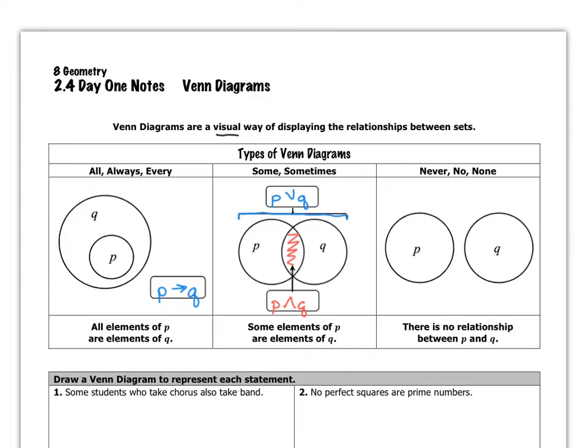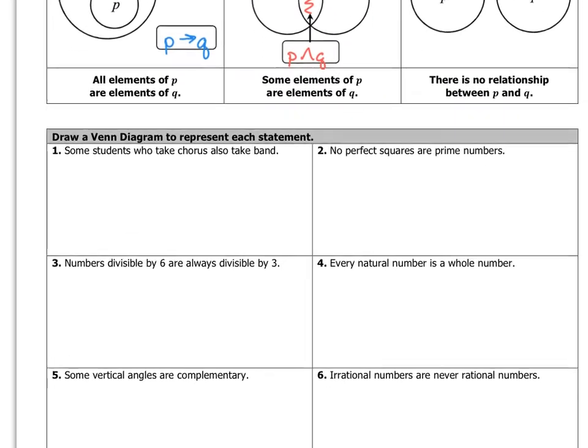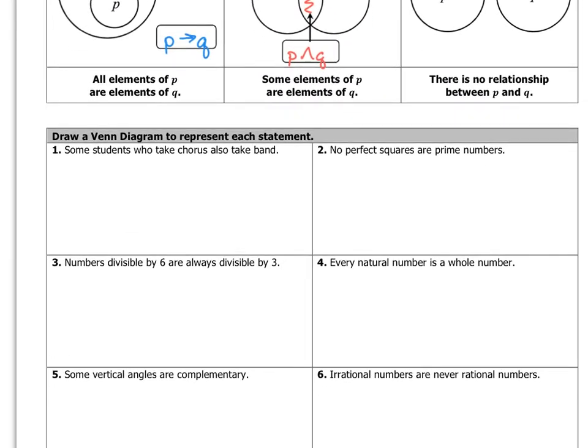So if that didn't make sense, this will hopefully make a little bit more sense as we go through some more examples here. In examples 1 through 6, we're going to be given a statement, and we're simply going to draw a Venn diagram to represent that particular statement.